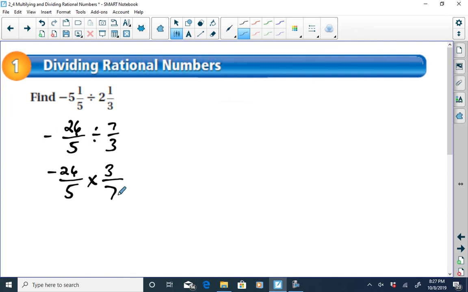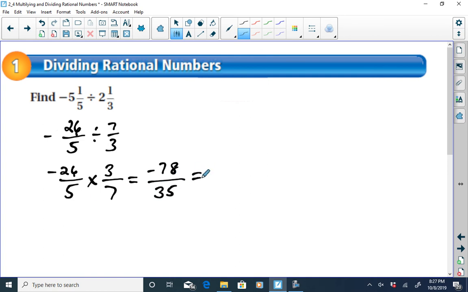to be 3/7. I always like for my students to check to see if we could divide out anywhere when we're multiplying, but I can't divide out 26 and 7, and I can't divide out 3 and 5. So that means we multiply numerator times numerator, denominator times denominator. Well, what's 26 times 3? That's going to be 78, but because it's negative times positive, right, it's going to be negative 78 over 5 times 7, which is 35.